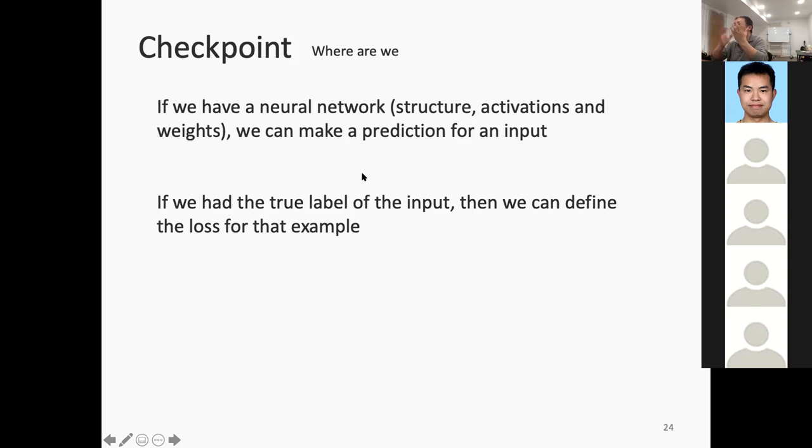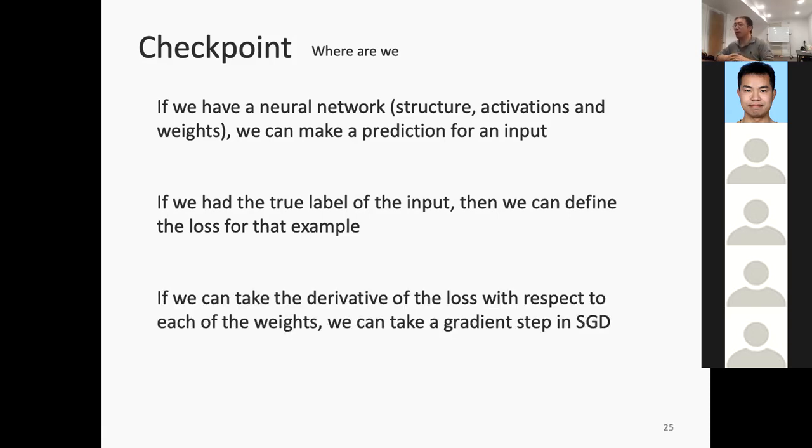And if we have the true label of the input, according to the prediction of our neural network, we can define a loss for that example, right? And if we have a set of training examples, we can define a loss function over the set of training data, right? And we take the derivative of the loss with respect to each weight, then we take the gradient step, right? If we just take the gradient on a small random set of examples, we compute the stochastic gradient step. That's the whole framework of training a neural network.